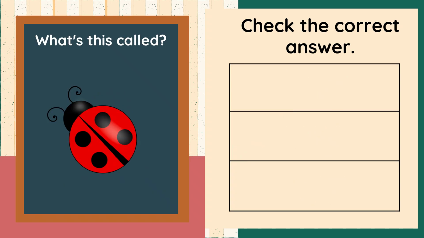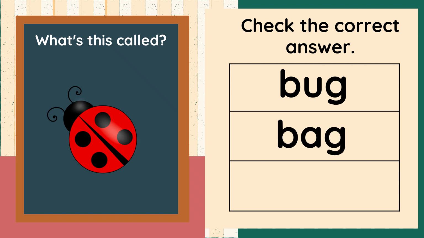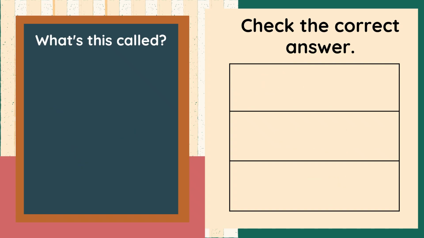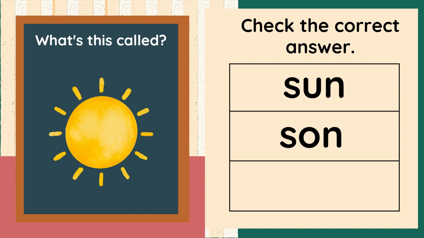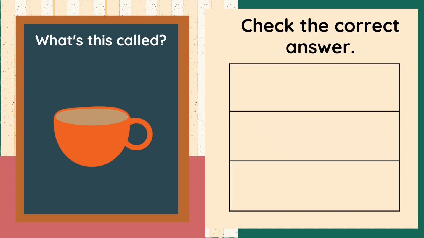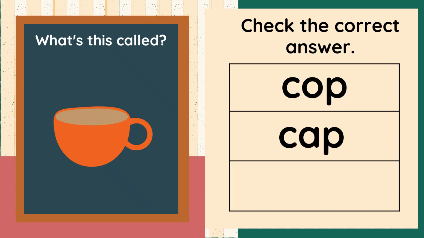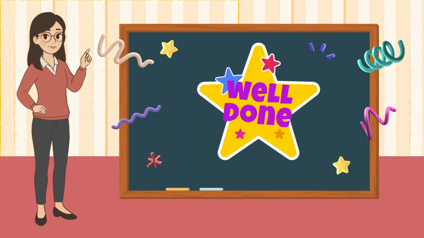What's this called? Check the correct answer. The answer is bug, bug. What's this called? Check the correct answer. The answer is sun, sun. What's this called? Check the correct answer. The answer is cup, cup. Well done, children.